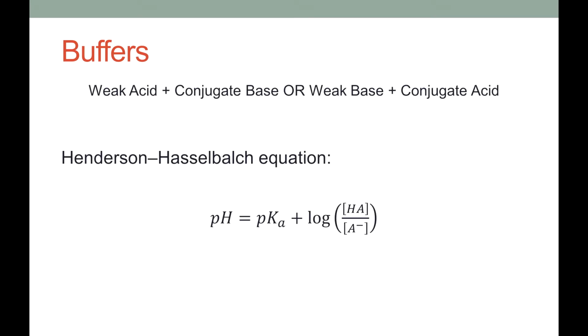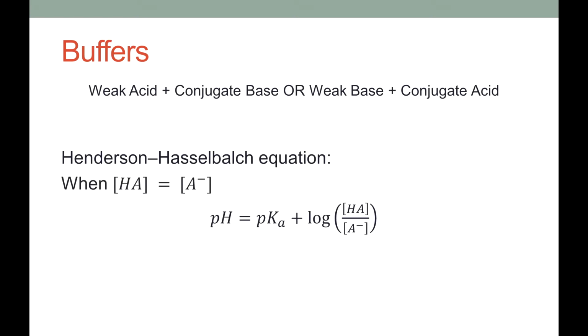Buffers are any solution that resists dramatic changes in pH upon the addition of an acid or a base. A buffer is always made with two components, either containing both a weak acid and its conjugate base, or containing a weak base with its conjugate acid. We can relate the pH of a buffered solution to the concentrations of each buffer component using the Henderson-Hasselbalch equation. In the equation, we see that the pH of the solution is equal to the pKa plus the log of the ratio of the concentrations for the conjugate base and weak acid.